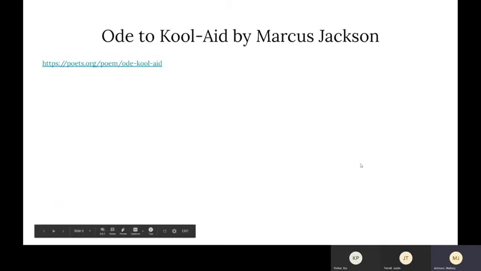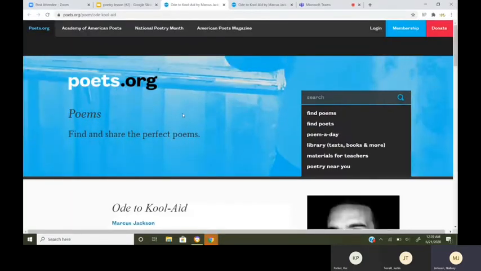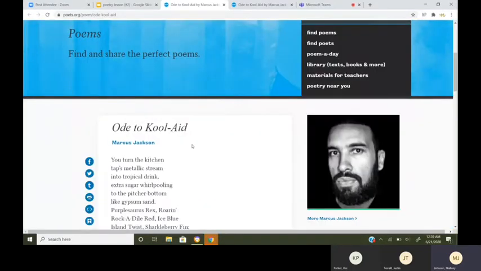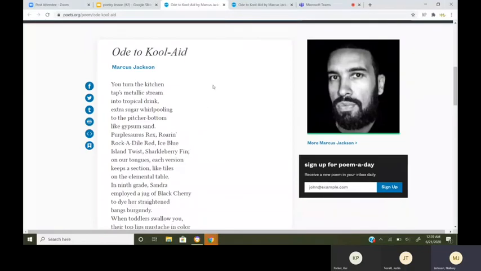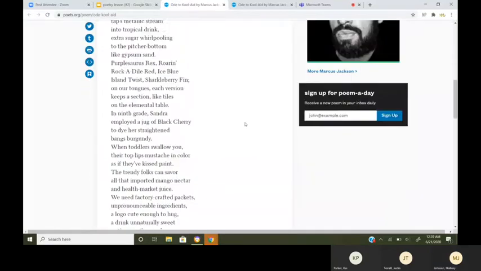So now we're going to look at an example of an ode, and this one is called "Ode to Kool-Aid," and it's by Marcus Jackson. So as we look through this poem, try to pay attention to and try to figure out the author's tone, the theme, and the syntax and any figurative language that they use throughout the poem.